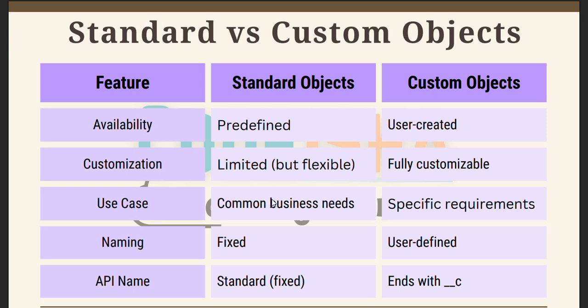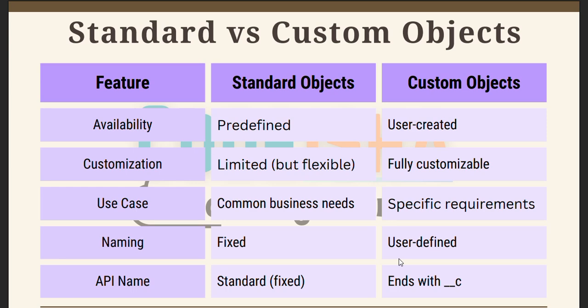Okay, and use cases: standard objects are used for common business needs. Okay, and coming to the custom objects, when our requirements are not met and for any other specific requirements, we need to use the custom objects. Okay, and naming is also fixed for standard, and the custom object is user defined. Okay, and the standard API name is fixed, we won't change it. Okay, and the custom object API name ends with underscore underscore c, nothing but the custom object. Okay, so this is standard versus custom objects.